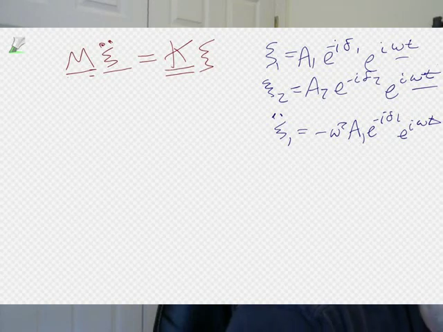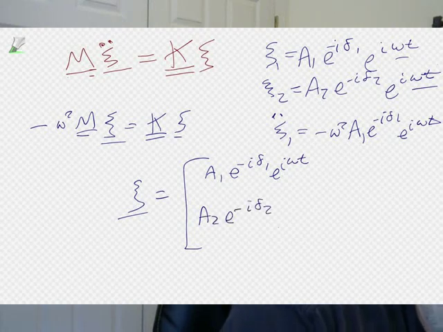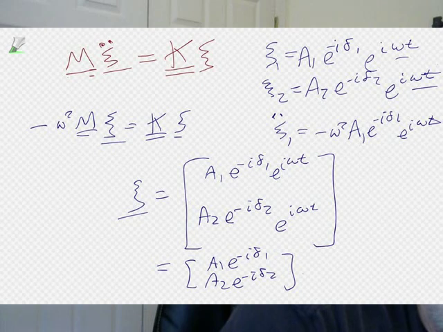If I pull out an omega, I'm going to have minus omega squared m times xi is equal to k times xi. But then let's think about the xi vector. The xi vector is, this is going to be long, just handle it: a1 e to the minus i delta 1 e to the i omega t, a2 e to the minus i delta 2 e to the i omega t. Well, notice I can factor out a1 e to the minus i delta 1, a2 e to the minus i delta 2. I can factor out e to the i omega t, right? Because it's in both terms.